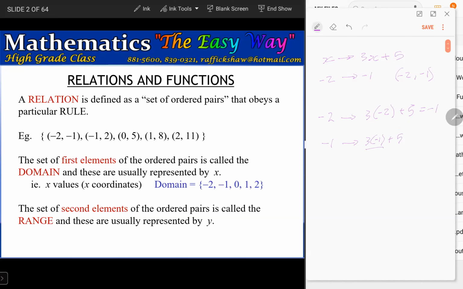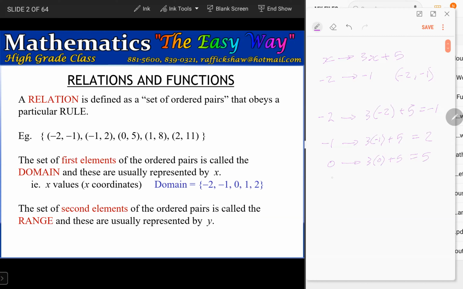But this is -3. -3 plus 5 is 2. So it's that -1 is mapping onto 2. You can see that over there. And if you look at the 0, it maps onto 3 times 0 plus 5, which is 5. That's why the point 0, 5 is there.